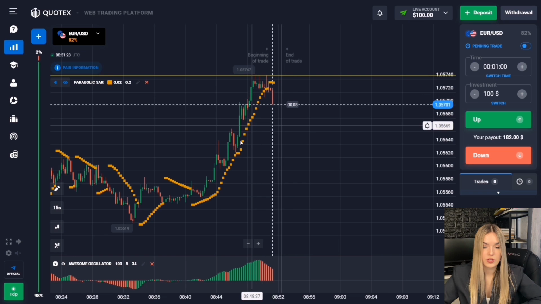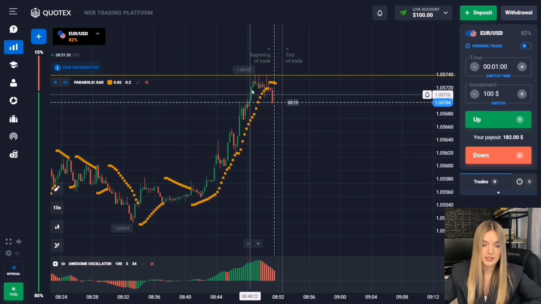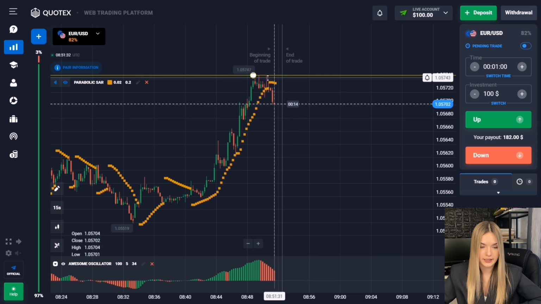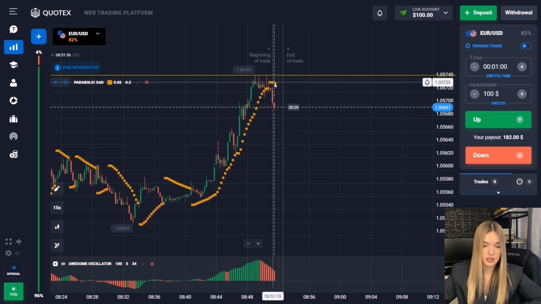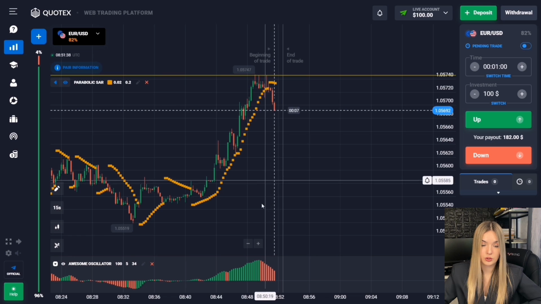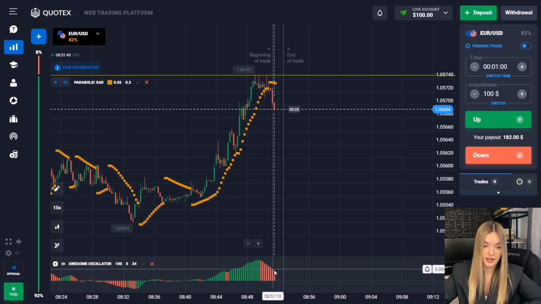Here we see that there was a good confident uptrend, the price touched the resistance level, and there was a roll back down. Also, the Parabolic SAR indicator tells us that a downward movement is expected in the near future, and Awesome Oscillator in turn tells us that the volumes on the decline will grow.